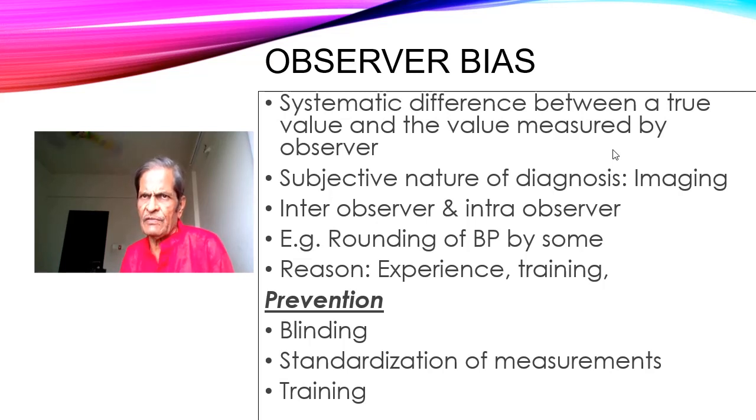Standardization of measurements. The procedures of taking any measurement must be standardized. The detailing of the steps should be given. Weight taking, for example: whether the weight should be taken with the clothes or with minimal clothes, that should be told. Whether the height should be taken with the shoes on or shoes off. If these instructions are given, that will minimize the observation bias.